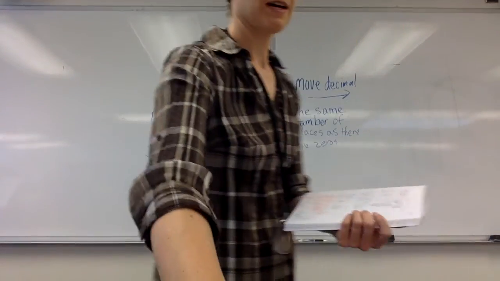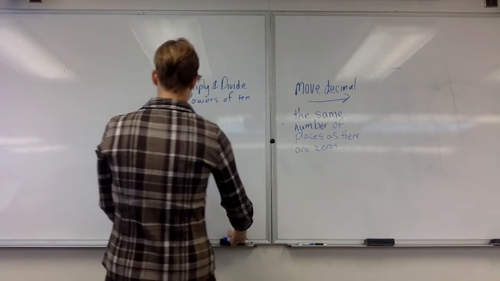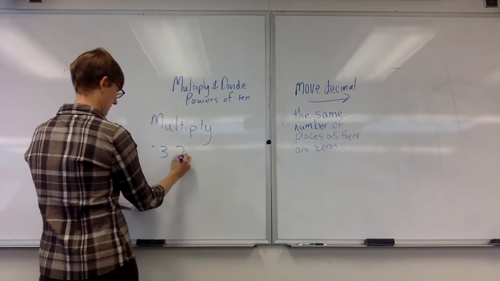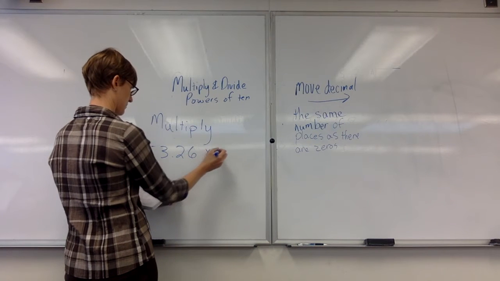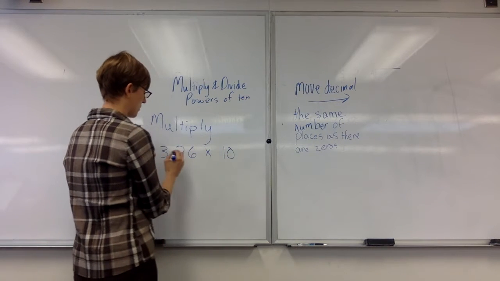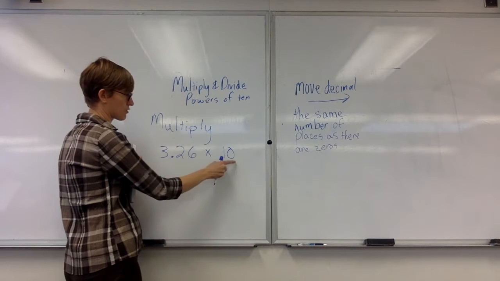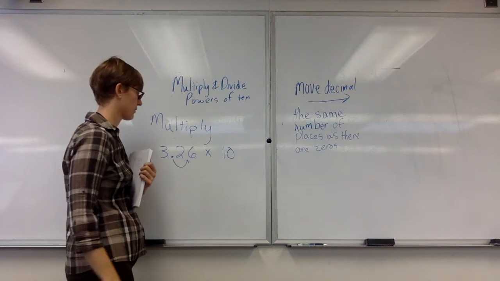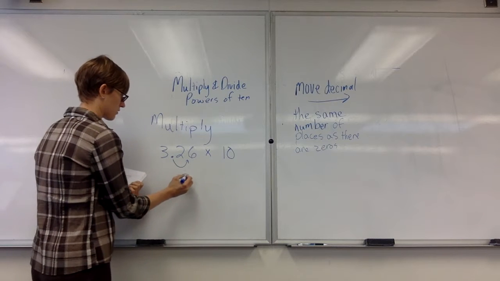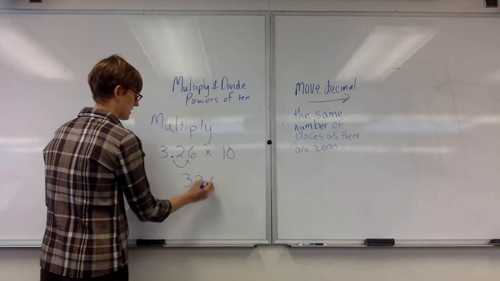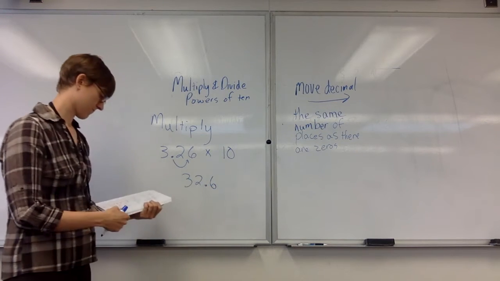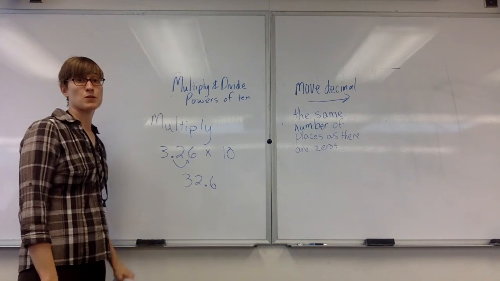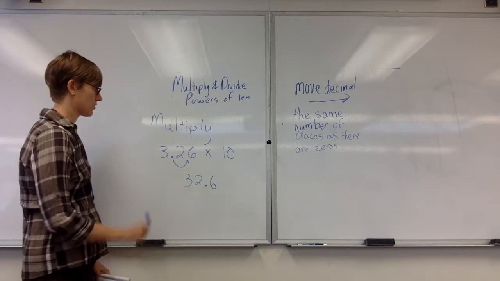So, if I have the number 3.26 times 10, my decimal point is here. There's 1 zero in my 10, so that means I need to move my decimal 1 place to the right. So my answer would be 32.6. If I were to do my multiplication out, I would come up with the same answer.